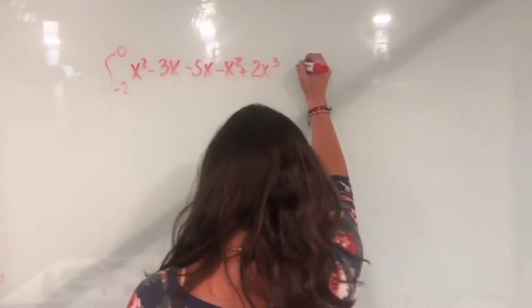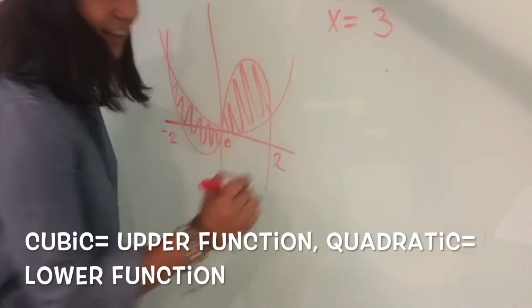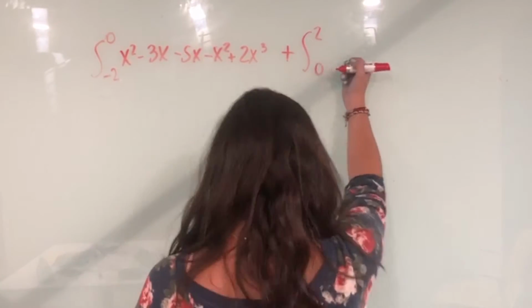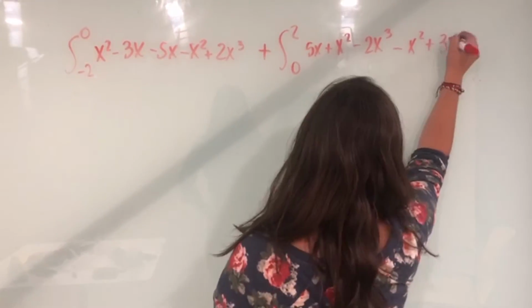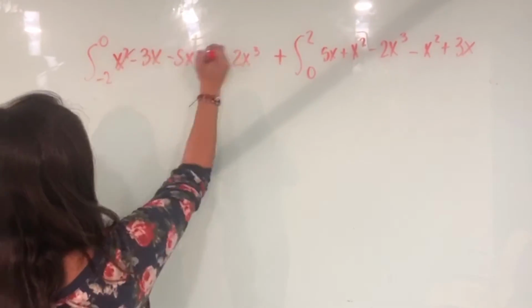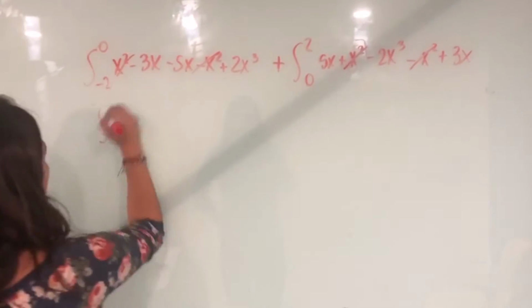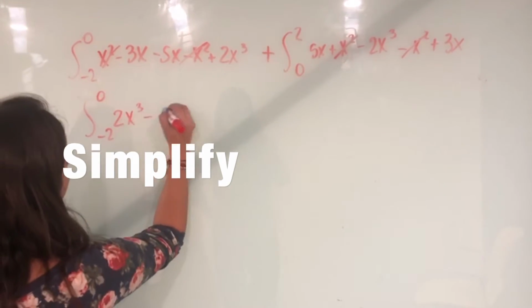Now, we will integrate from 0 to 2. Here, we will need to subtract the parabola from the cubic function, because the parabola is the lower function and the cubic function is the upper function. We cancel terms and we continue with integration, simplifying terms.